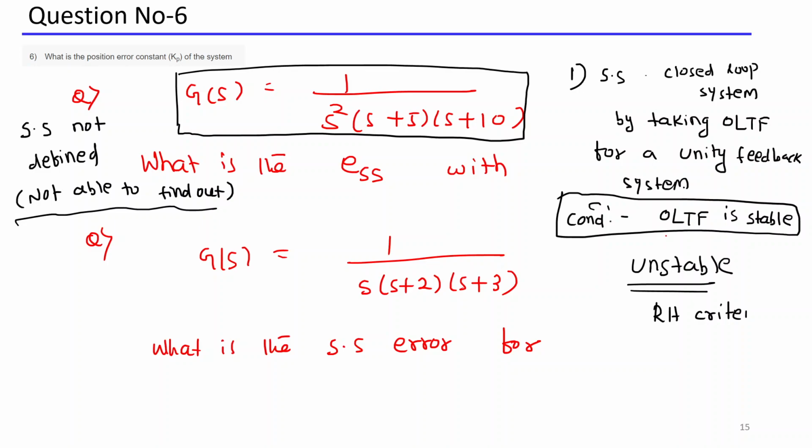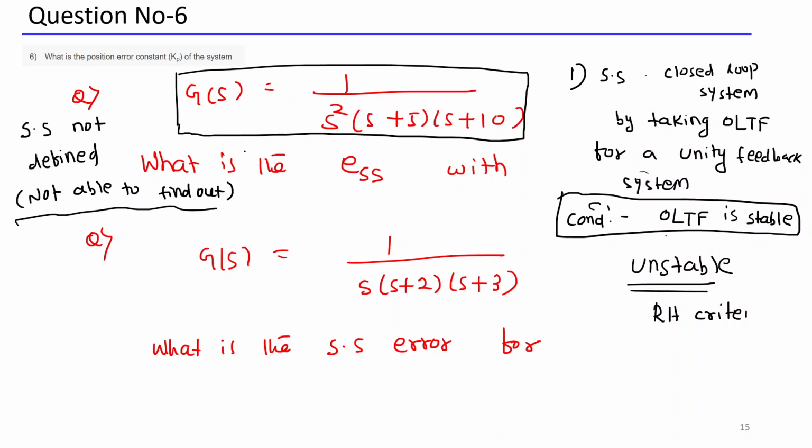Anyway, in the reverse also, if you find E(s) by R(s), in that method also you need to check the system stability. First of all, steady state error is valid for a unity feedback system, that too a stable system. So you have to check the stability. Stability is not covered here, so the RH criterion is not covered.